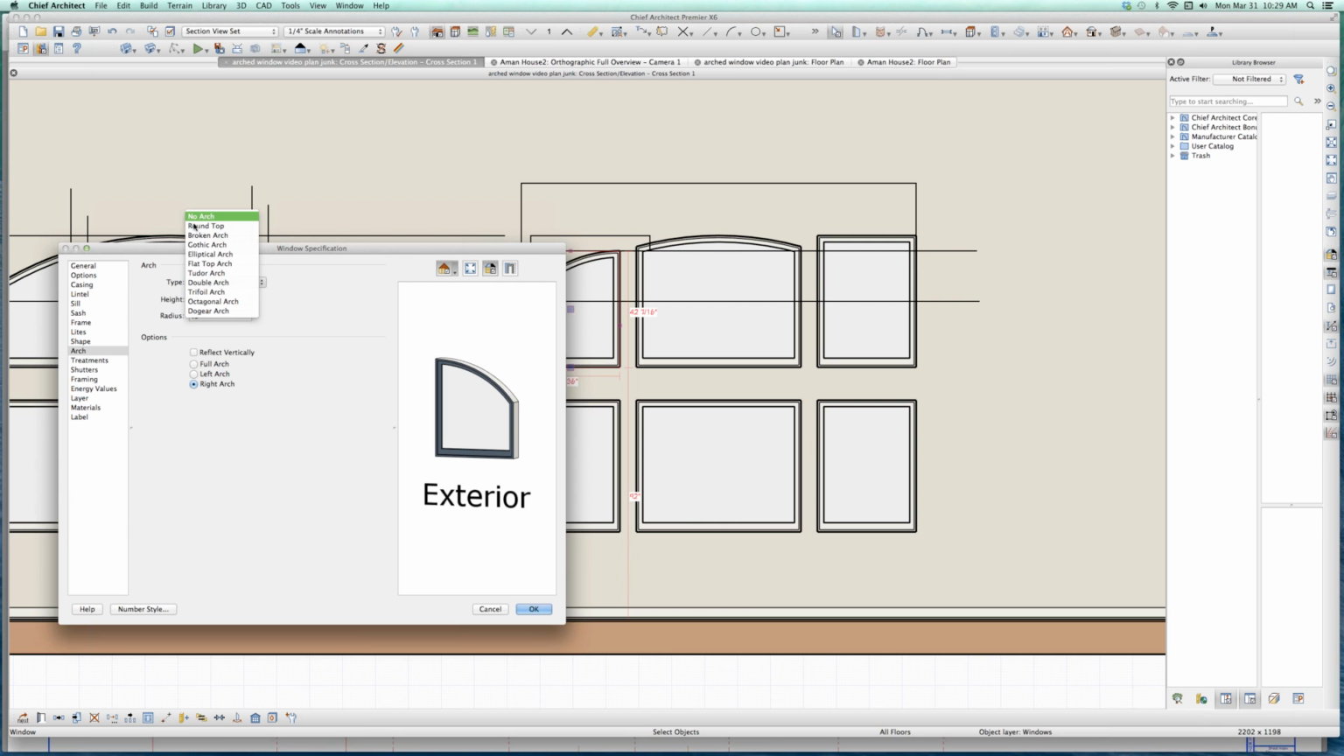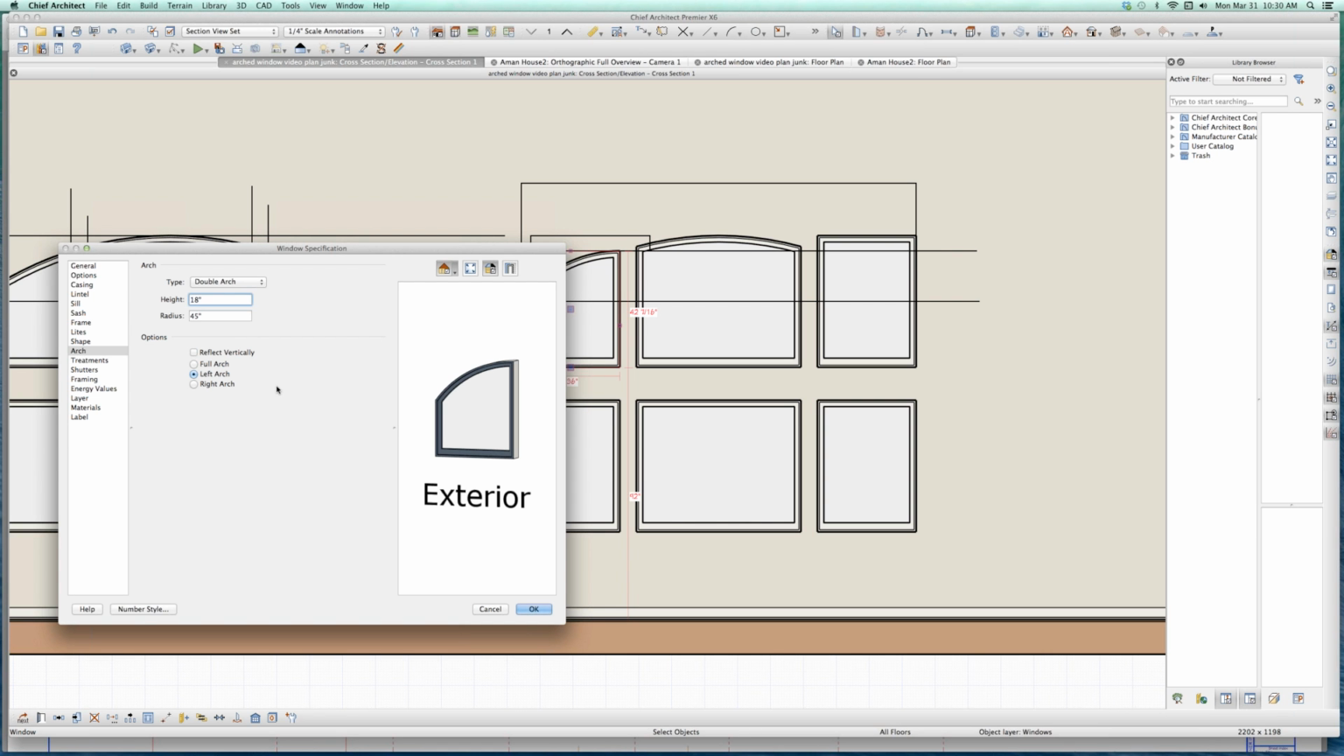That's the key. Round top arch? Look at this. Can you control the height, the radius? No. Broken arch? You can control the height, but not the radius. Gothic arch? Height, but not the radius. Elliptical arch? Height, but not the radius. Flat top arch? Height, but not the radius. Tudor arch? I've got to think about this for a second. No, that's not what you want.